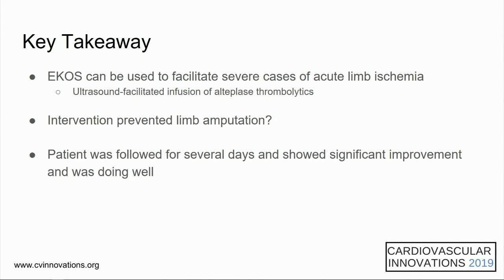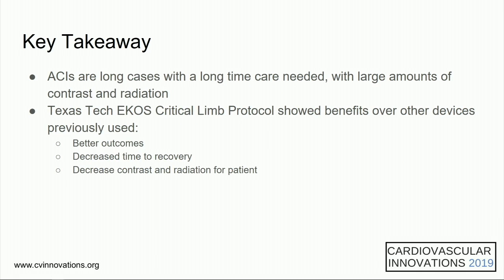The key takeaways: ECOS is usually used in various applications, such as PE, but we use it in acute limb ischemia because we were able to prevent limb amputation for the patient, and the other devices we had used weren't helpful. In acute limb ischemia, these are long cases that take a lot of time, using a lot of contrast and a lot of radiation for the patient. With our protocol, we saw benefits in that the patient had better outcomes, decreased time for recovery, and decreased contrast and radiation for the patient.